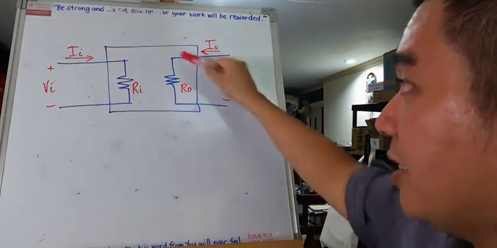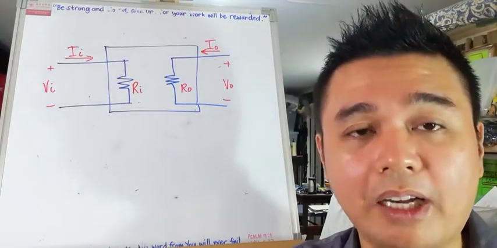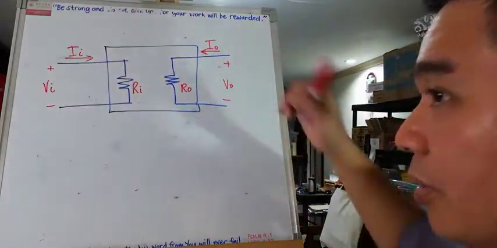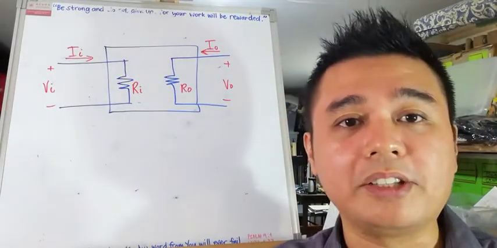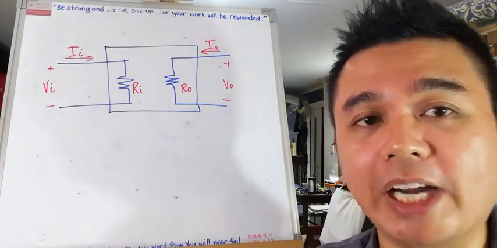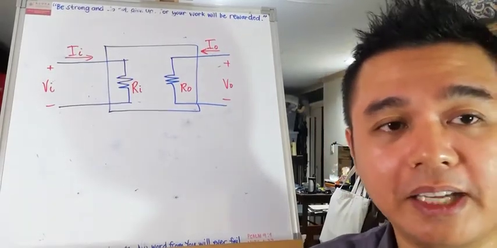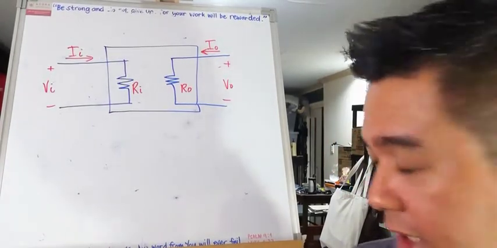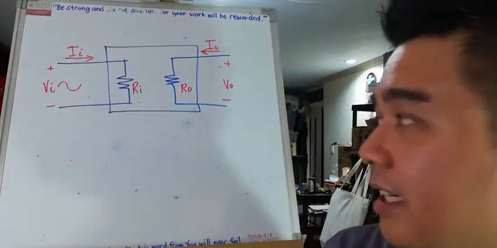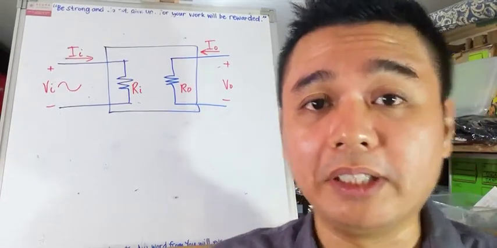So any BJT amplifier can be placed inside our block symbol or block diagram. This is just used to illustrate the AC components or AC parameters of our BJT amplifier. Alright. What if we apply an input signal to the input side of our amplifier? Let's say we have a small AC signal here. What would be the corresponding output for that?